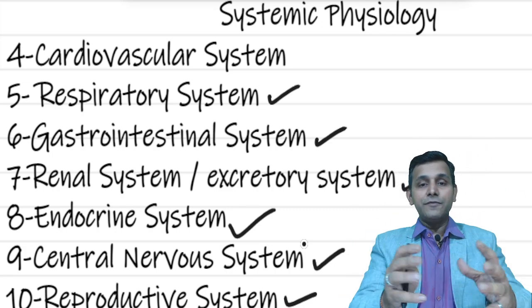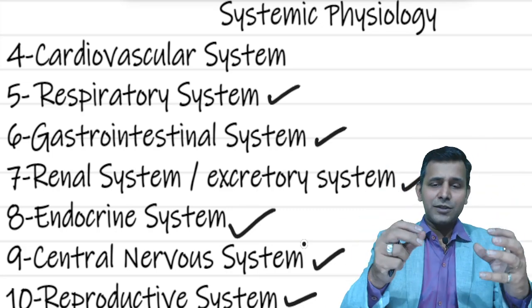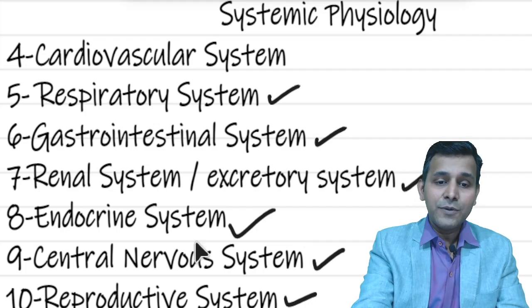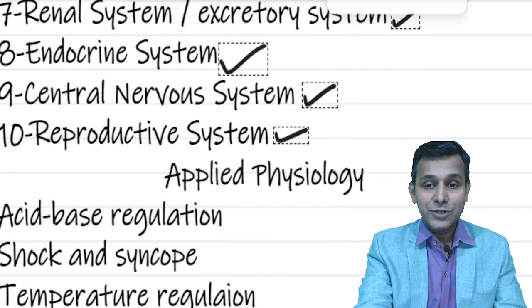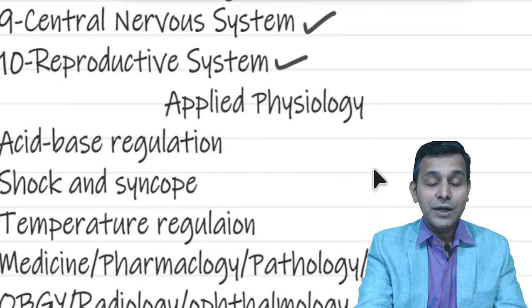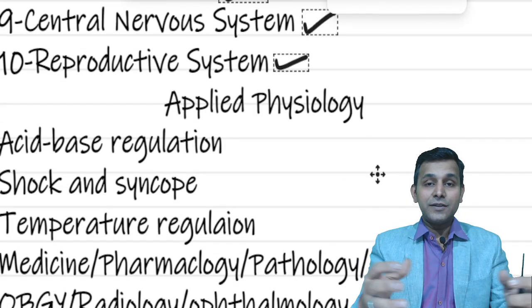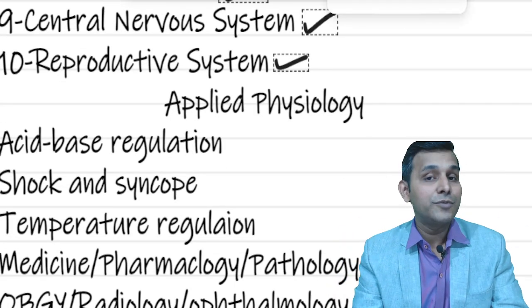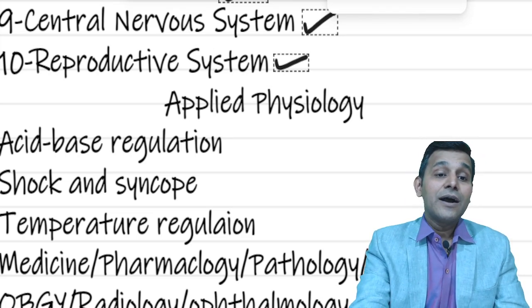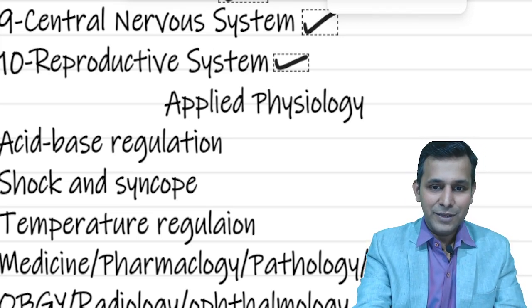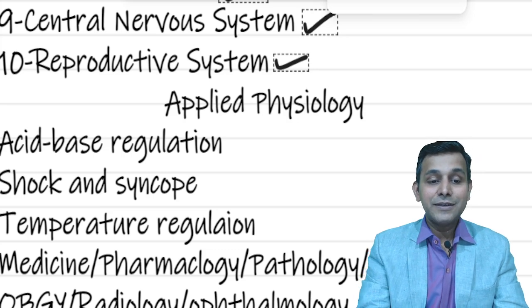Apart from this, when you are done with basic physiology, when you are done with systemic physiology, then we move on to applied physiology. Then we use our knowledge to understand how these various systems work together to maintain the homeostasis of the body, and they are categorized as acid base regulation. One of the very important topics is acid base regulation.